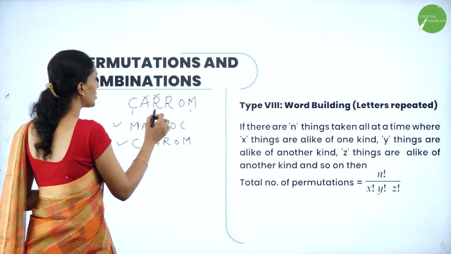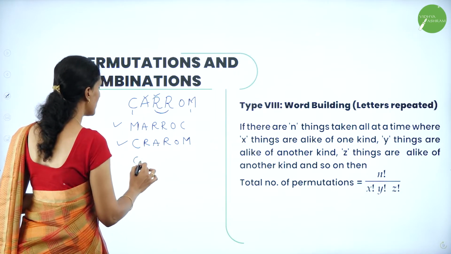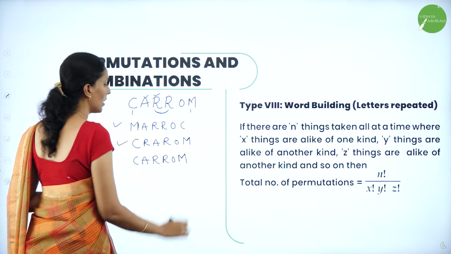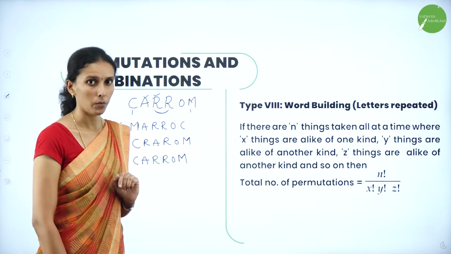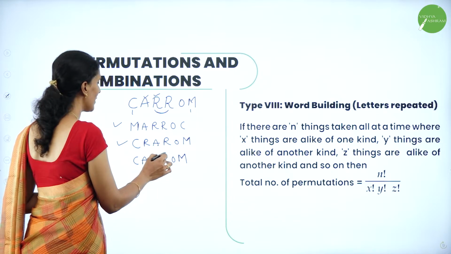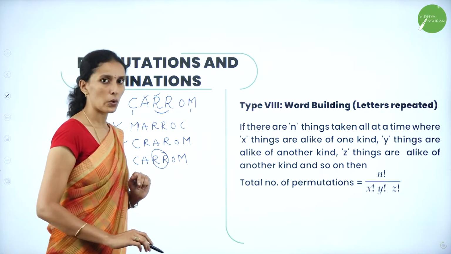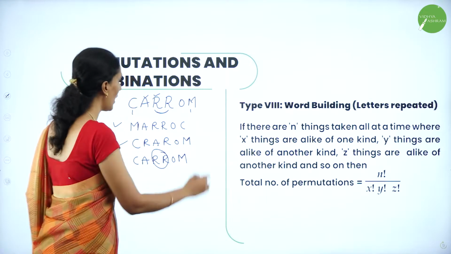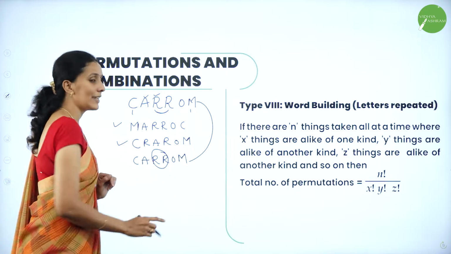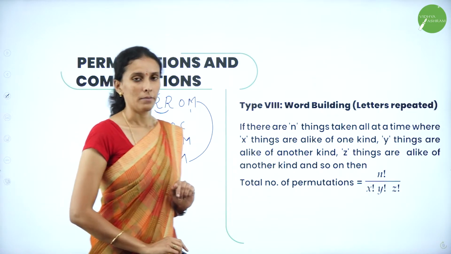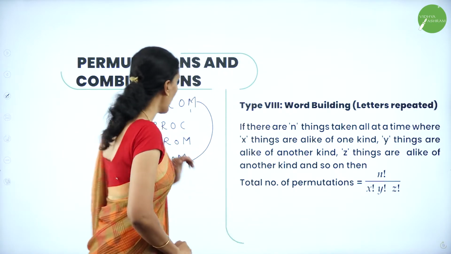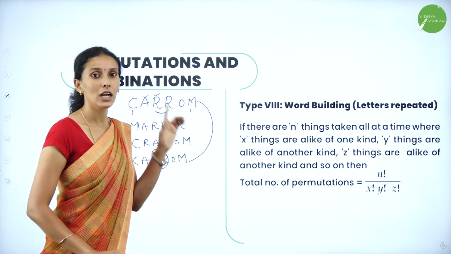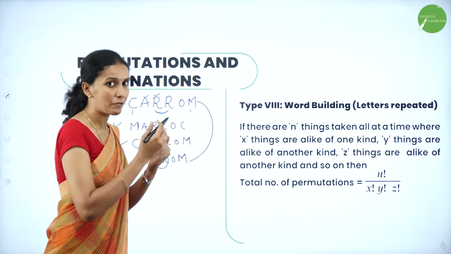Okay. If I change the place of R, C, A, R, R, O, M, does anything alter? No. If you change the place of the same letter, it will not alter anything. So therefore, these two are considered as one thing. Whenever the repetition of the letter is there, we cannot take it in count. So therefore, we have to remove it.